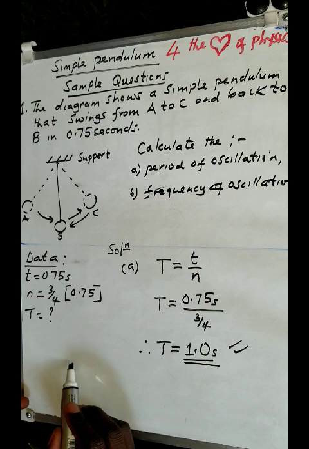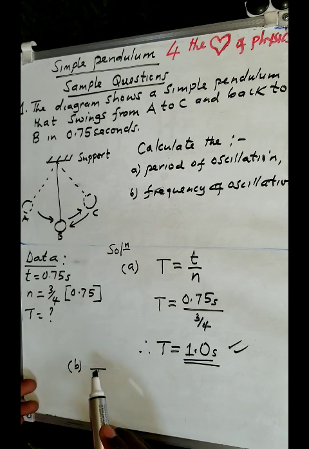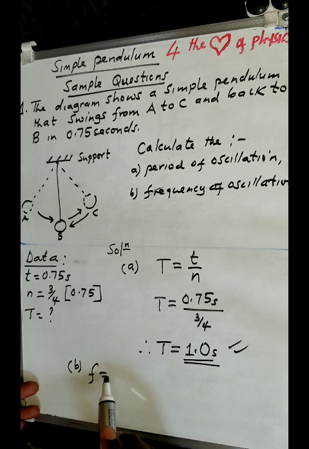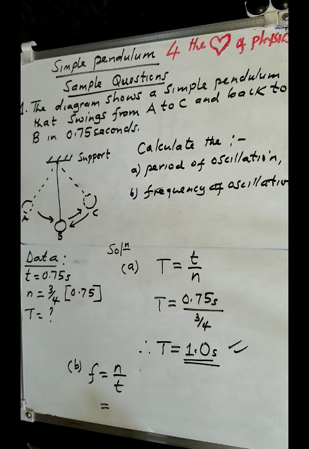Then the B part asks for the frequency. Since we know that frequency is equal to the number of oscillations divided by time, I can simply take the number of oscillations in decimal, 0.75, divided by my time, which is 0.75. You can notice that this is going to give you just 1 Hz.